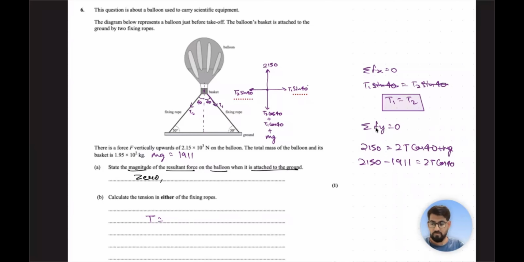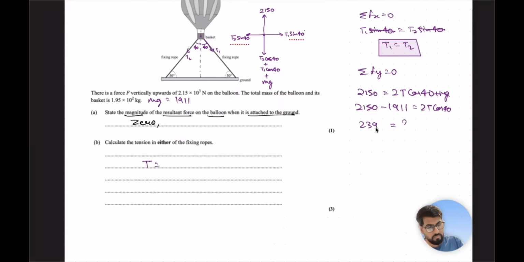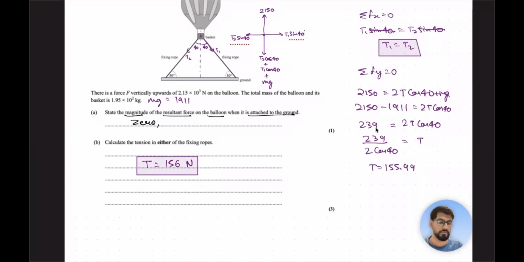So 2150 minus 1911 is 239, divided by 2T cos 40, right? So 239 divided by 2 cos 40 on both sides will give you T. You will get 155.99. So roughly you can say 156 Newton. That's your answer. This is a 3 mark question from IB.